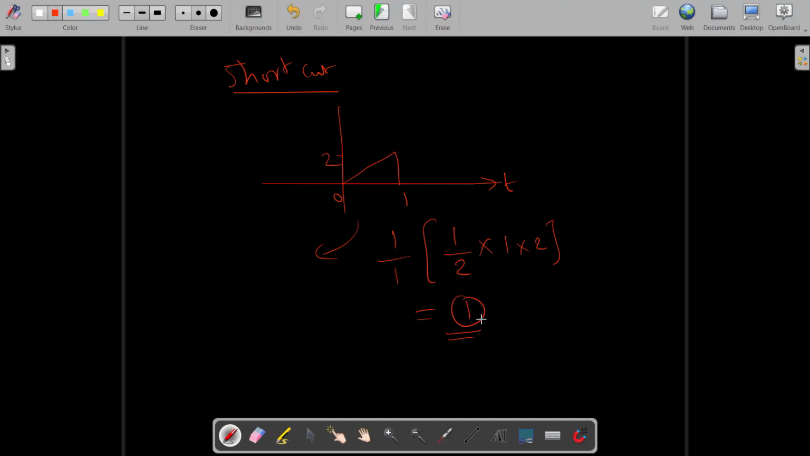So this is how we can calculate the average value for some standard signals. Triangle is a standard signal, rectangle is a standard signal. So for these basic signals, one can easily find the average value by using the shortcut method.